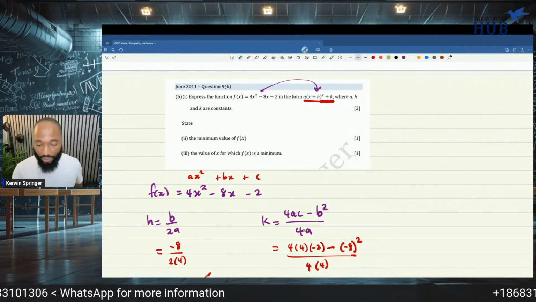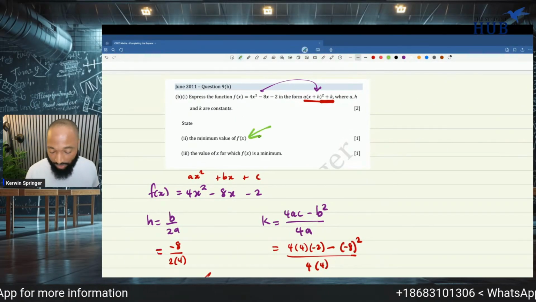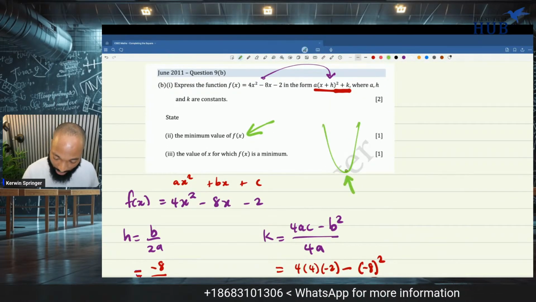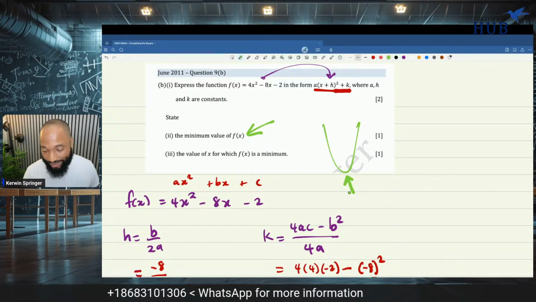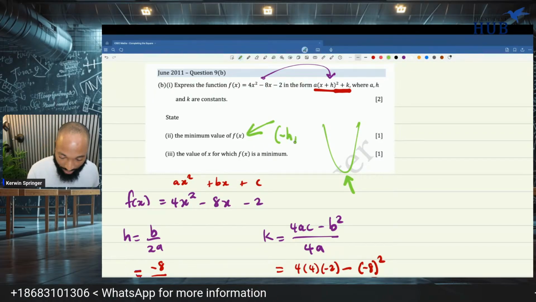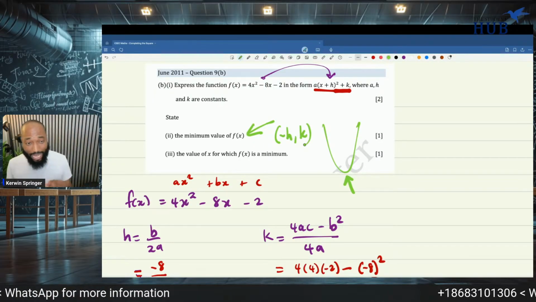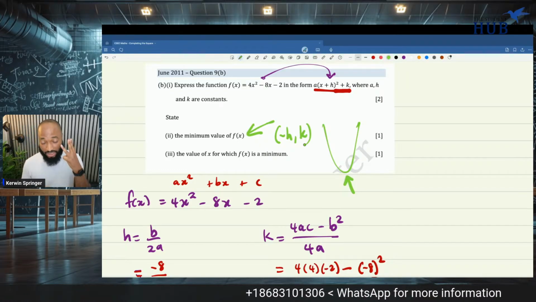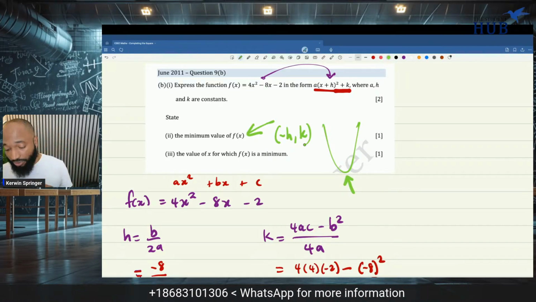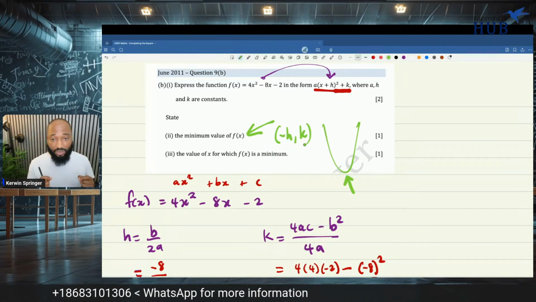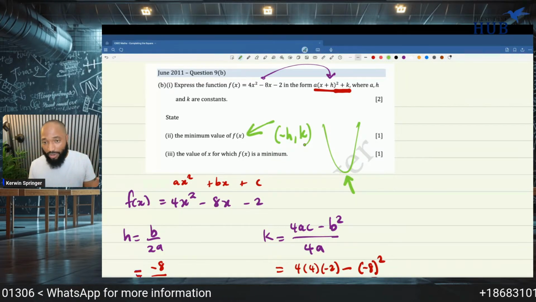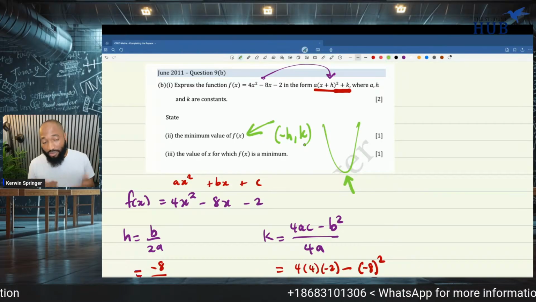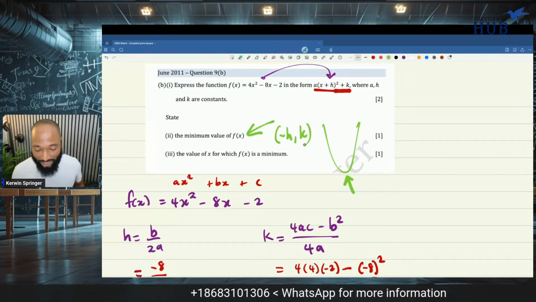The minimum value of f of x. So the minimum value of f of x is talking about this part of the curve, which is the turning point, which we know negative h comma k. You see how much quick marks come after you complete the square? We have just done 3 questions, and these are actual past paper questions. Every time you complete the square, they ask you some simple 1-mark question, 1 mark, 1 mark, 2 marks. And you must know how to complete this square, so you can just quickly collect these marks.